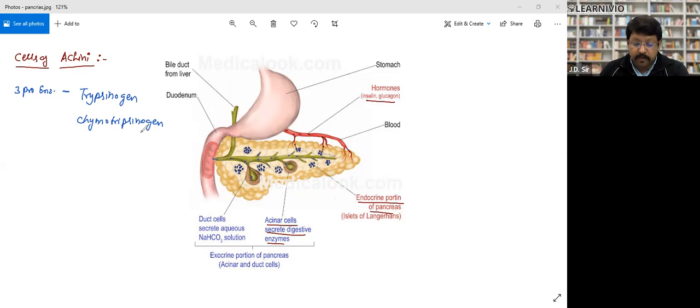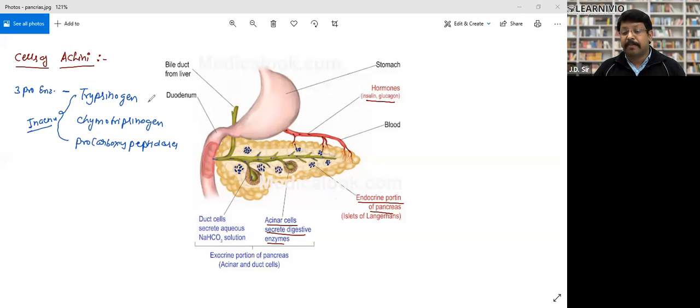Then there is one more, that is procarboxypeptidases. Look, these are proenzymes. These all three are inactive kinds of enzymes. Trypsinogen will be converted into trypsin. Chymotrypsinogen will convert into chymotrypsin. Procarboxypeptidases will convert into carboxypeptidases. All three are responsible for digestion of protein.